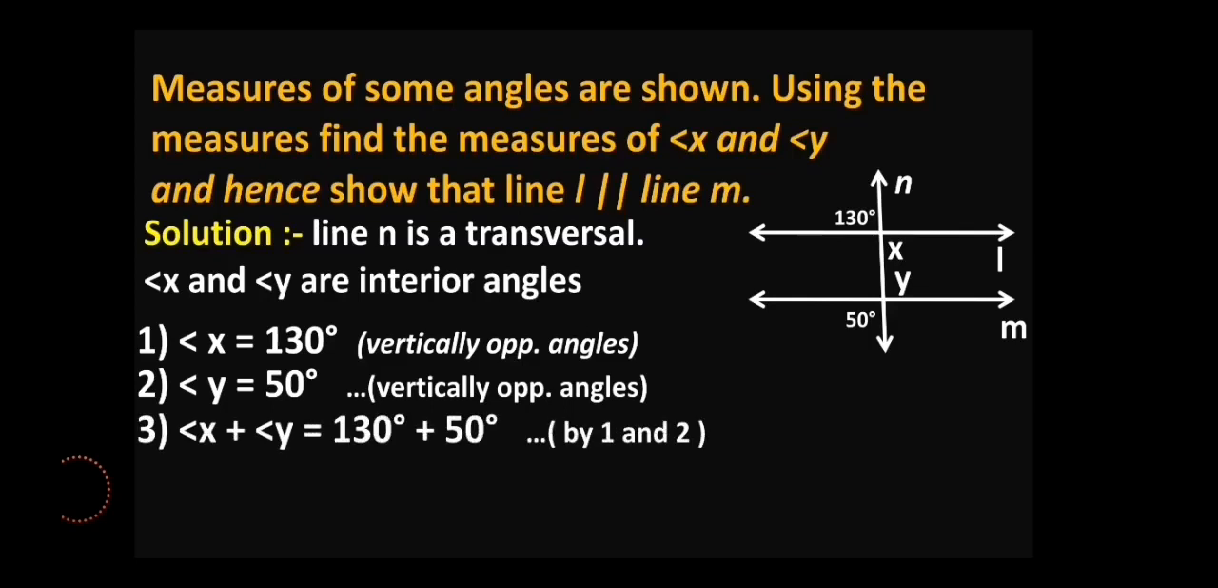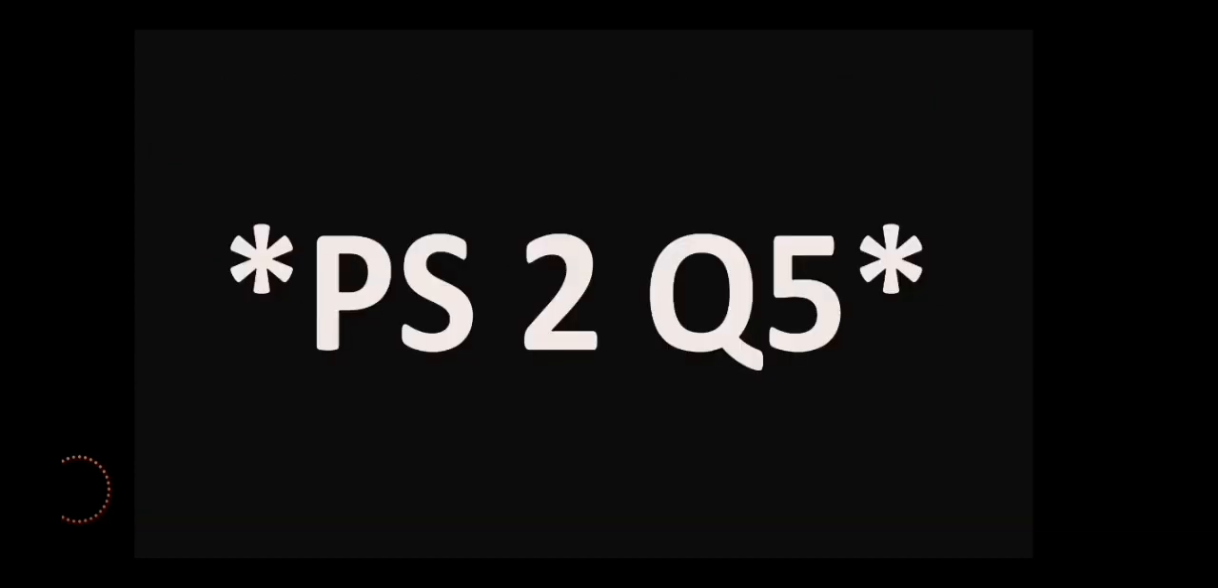And if I add these two angles, then ultimately I have to add the measures given on the RHS also in 1 and 2, and that gives the answer 180 degrees. And since X and Y are interior angles, I can say line L is perpendicular to line M, because we know interior angle test should be the reason. Okay, so I hope I made it very clear to you with the question.